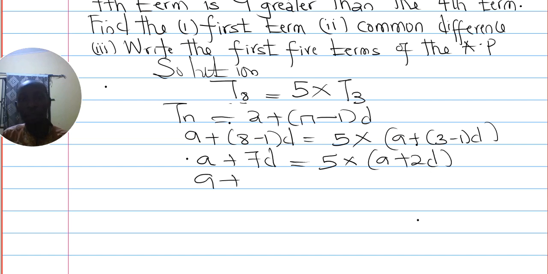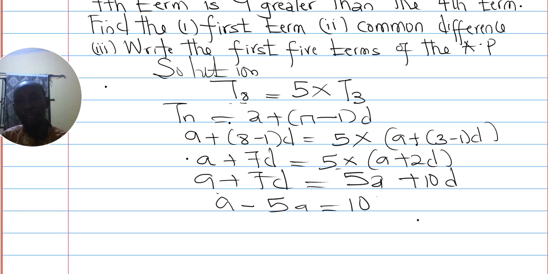Now a plus 7d is equal to, open the bracket, 5 times a, 5a, 5 times 2d, 10d. Now let me simplify it further. Here I can have a minus 5a equal to 10d minus 7d. This will be minus 4a, and this will give us 3d, right?